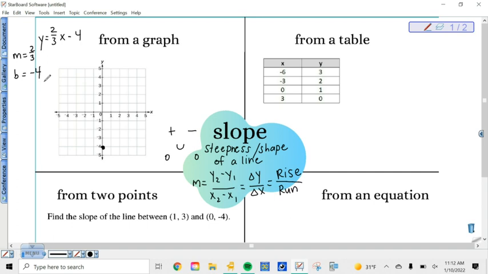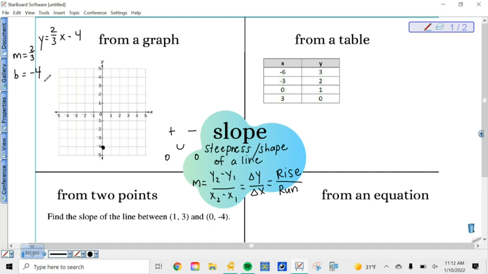Bella, you say it. Over 2, up 3. Other way around. Over 3, up 2. Yeah, over 3, up 2, right? Our rise is 2. We go up 2 and then over 3. And is that a positive slope or a negative slope? Negative. What is it, Corbin? Negative. Why is it a negative? How is it positive?